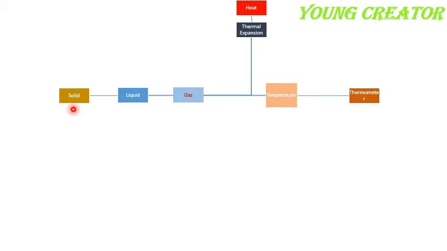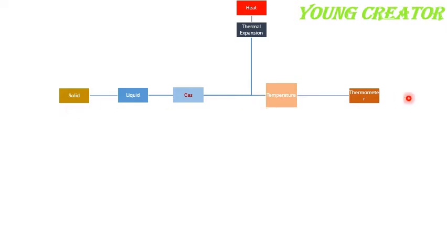The third section is solid. Solid is one of the 4 basic states of matter. A solid forms from liquid or gas because the energy of the atoms decreases.